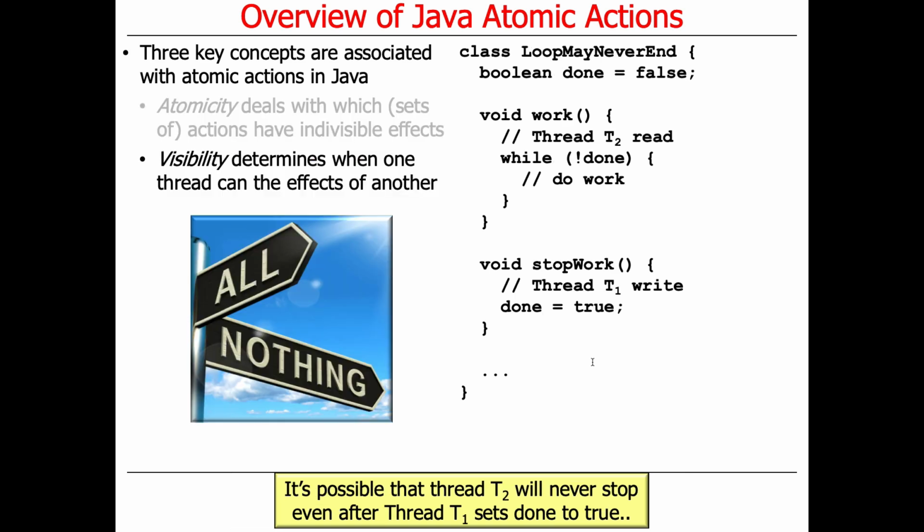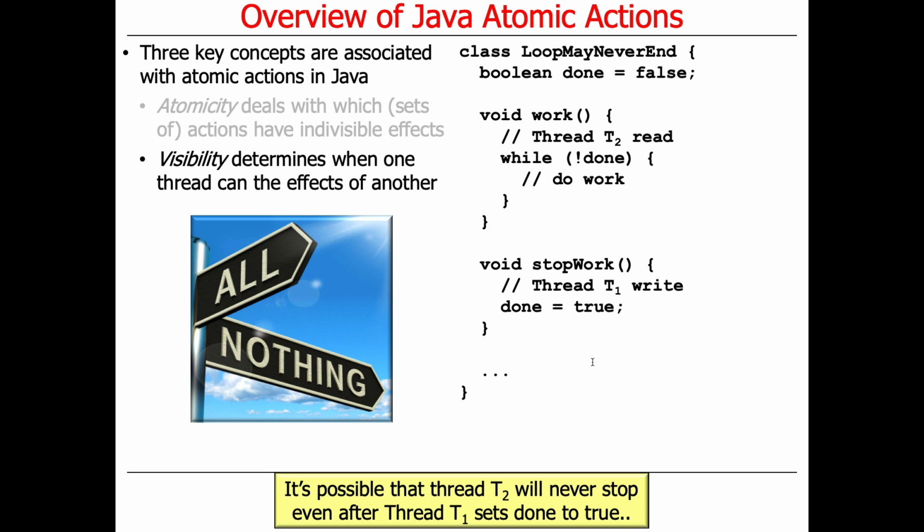The second concept is visibility, which determines when one thread can see the effects of another. So here's an example where we're going to have a Boolean, just a good old garden variety Boolean. It says done. And as the name of the class suggests, this loop may never end. Here we're going to have one method called work, which will run in one thread. So this is going to sit here in one thread and check to see if we're done. And over here, we're going to have another method called stop work.